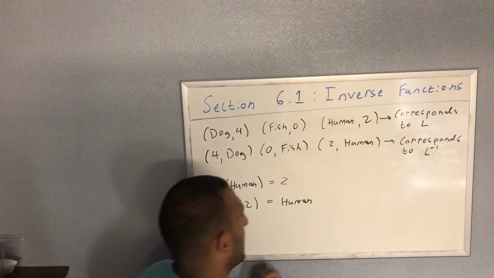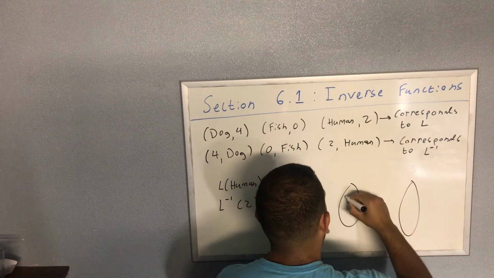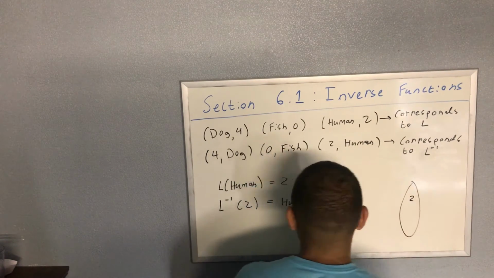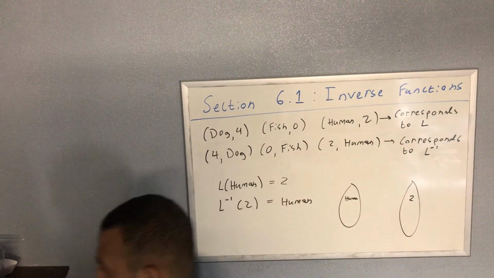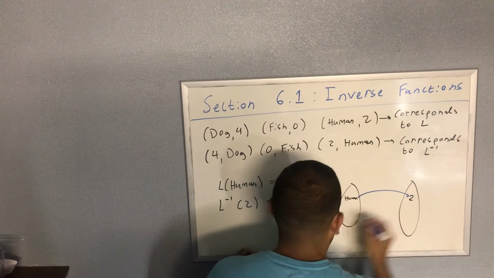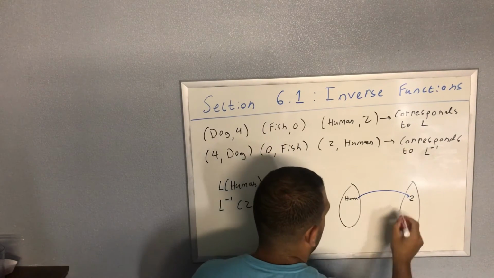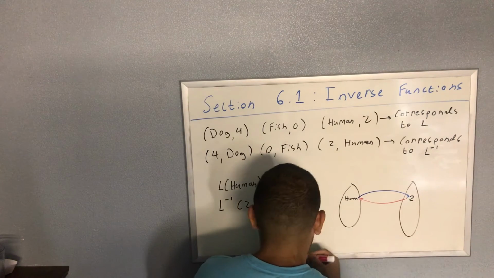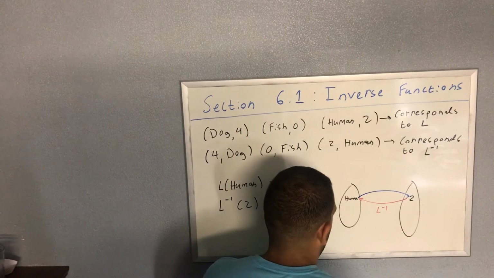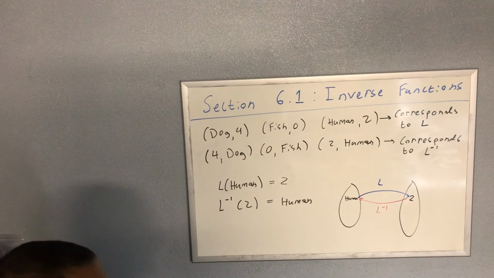Which makes sense, right? We had human here, and then it was associated to 2. If you use L, it takes you to 2. And then if you apply L inverse, it takes you back to human. So notice it gets you where you started.